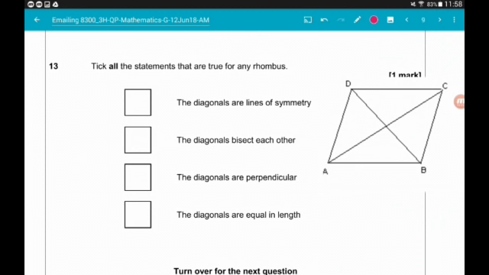Question 13 is a 1 mark question. We want to tick all the statements that are true for any rhombus. So I've borrowed this picture of a rhombus here. A rhombus is a squat square.